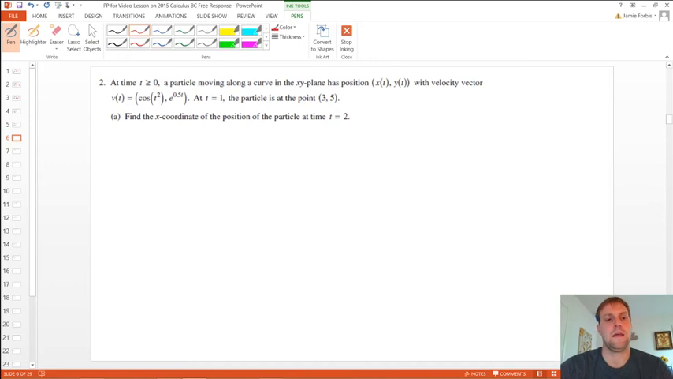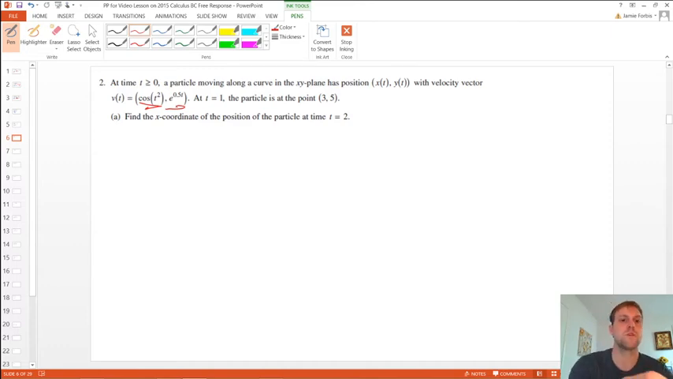Okay. A says, first of all, at time t greater than or equal to 0, a particle moving along a curve in the xy plane has a position x of t, y of t. That's a parametric with velocity vector v of t. So it's not explicitly telling you the position function. It's actually telling you the derivative. It's telling you the velocity vectors or the velocity formulas. And at time equals 1, the particle is at the point (3, 5). So we also got an initial position.